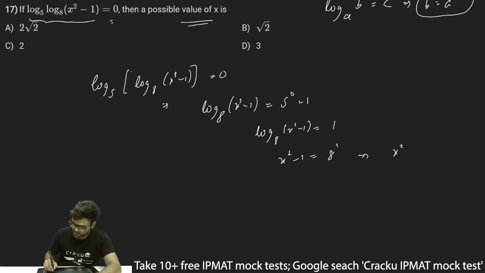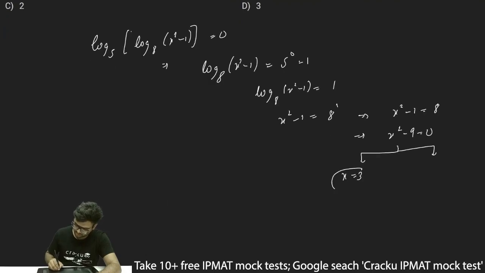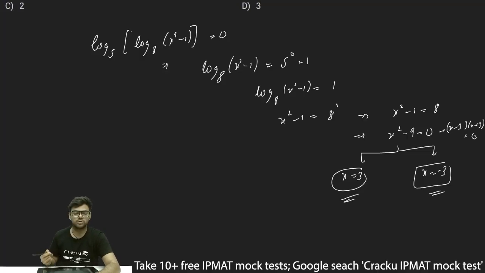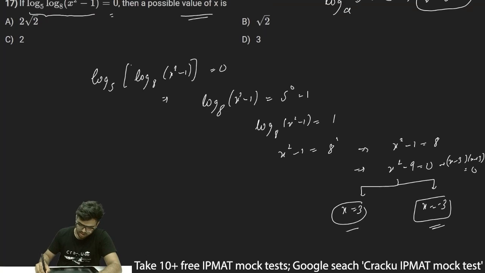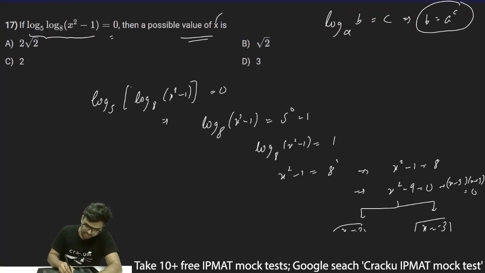Thus I can write x square minus 1 is equal to 8, or x square minus 9 is equal to 0, and from here I can get two possible values of x. x square minus 9 can be written as x minus 3 into x plus 3 equal to 0. So x is equal to 3 or x is equal to minus 3. So these are the two possible values. Now what we have to do is look at the options. Because it is asking for a possible value of x, which can be either 3 or minus 3, in options we can clearly see there is an option of 3, but there is no option of minus 3. So option D, 3 will be the correct answer.